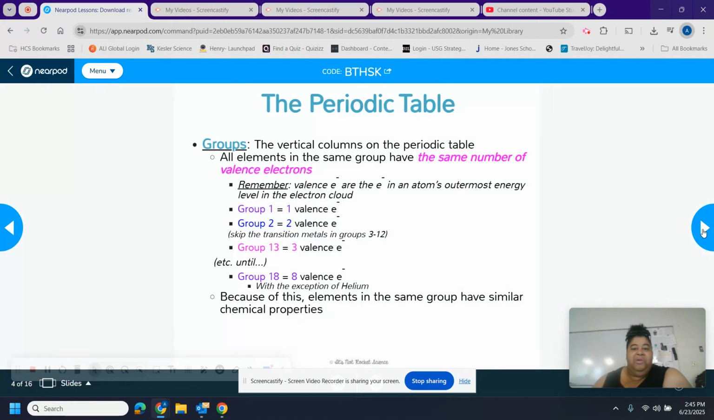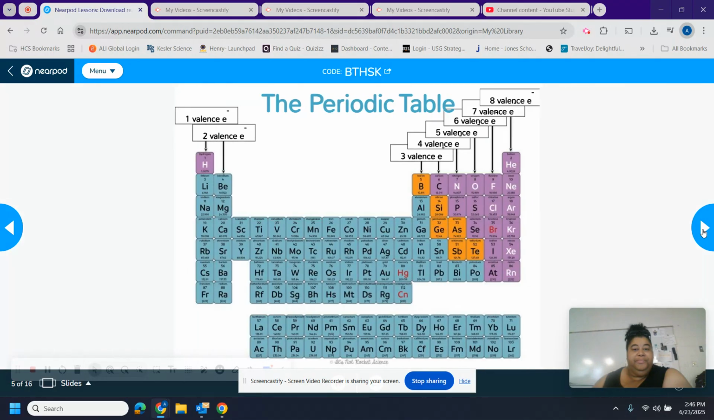The groups on the periodic table are your vertical columns on the periodic table. All elements in the same group have the same number of valence electrons. Remember, valence electrons are the electrons in the atom's outermost energy level in the electron cloud. Because of this, elements in the same group will have similar chemical properties.